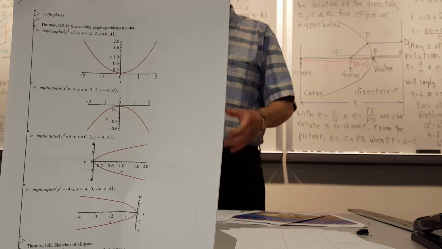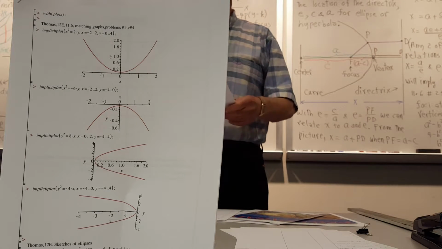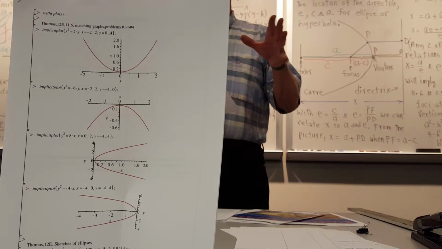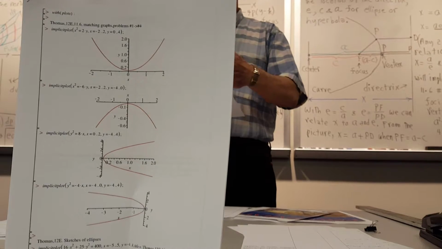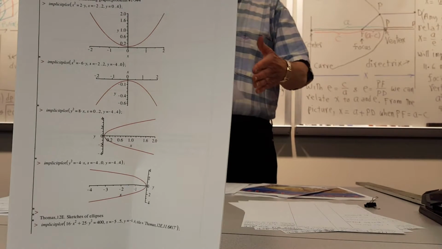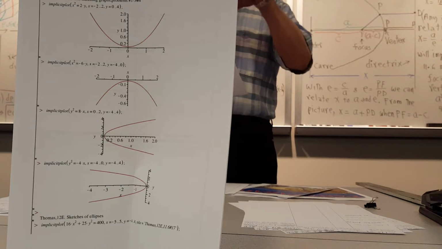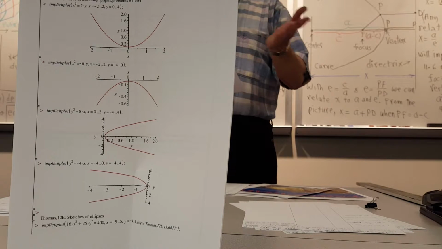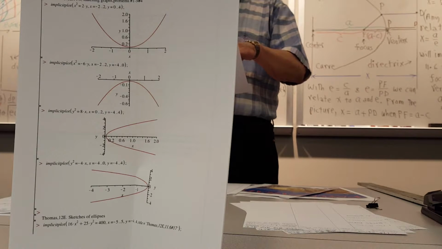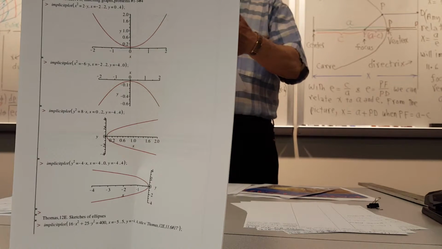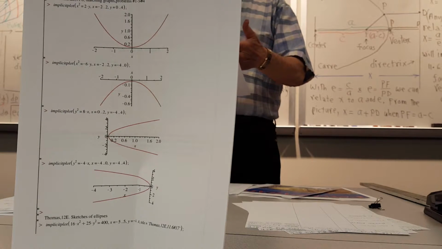The problems as they're given in the book are x squared equals 2y, okay? So if you're given an equation, then use implicit plot to get the graph. So implicit plot, x squared equal 2y, then you have to put limits on each variable, whatever suits your mind. Say x is minus 2 to 2, and y is 0 to 4. And you see you have a parabola that opens upward.